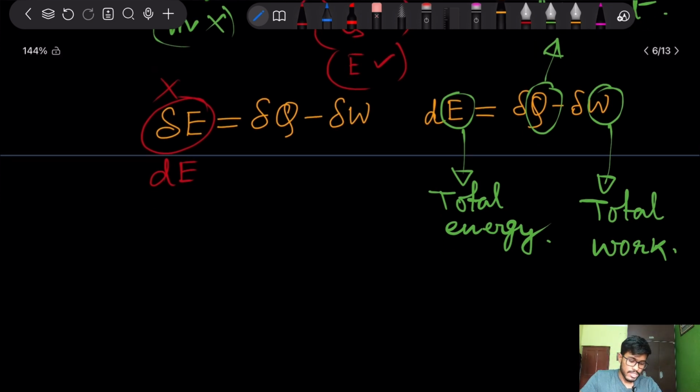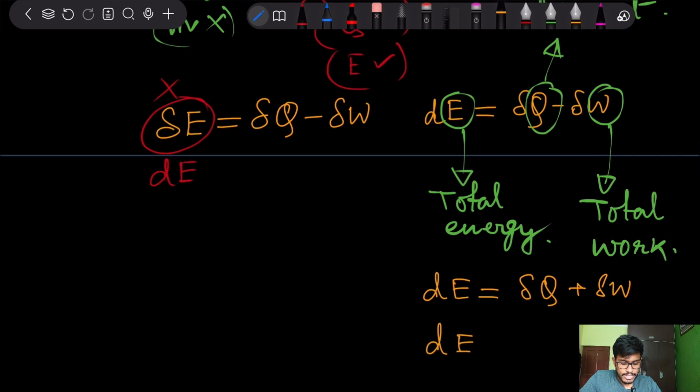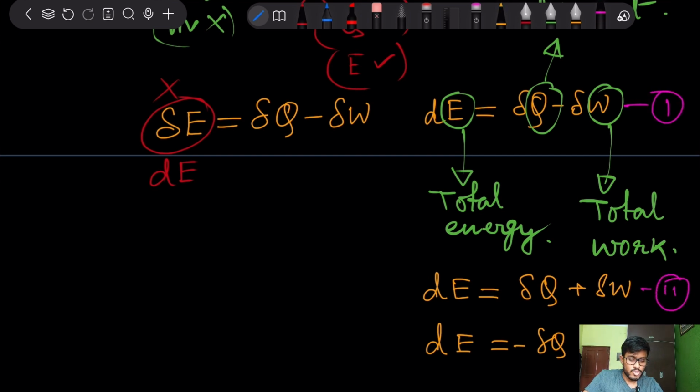Now here another question comes. If I write del E is equal to del Q plus del W, and also if I write dE is equal to minus del Q plus del W, then out of these three equations, 1, 2 and 3, which one is correct? Just pause the video for a moment and think, and then you type in the comment box.